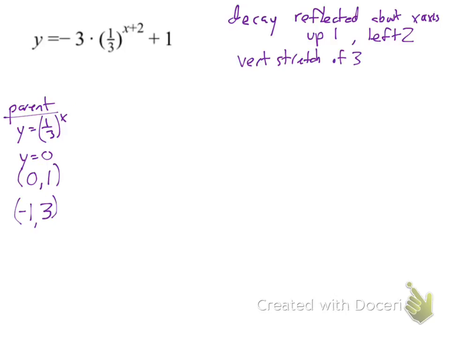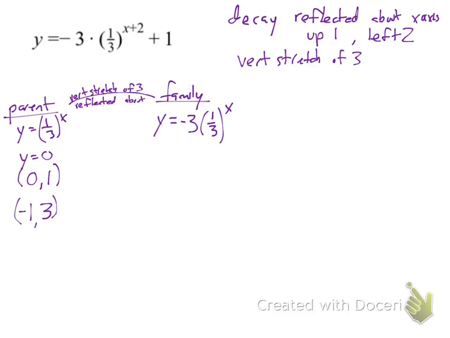Now we have to go to the family. What is the family equation? y equals -3 times 1/3 to the x power. What of those pieces up in the top corner go on that bridge? Vertical stretch of 3. What else? Reflected about the x-axis.